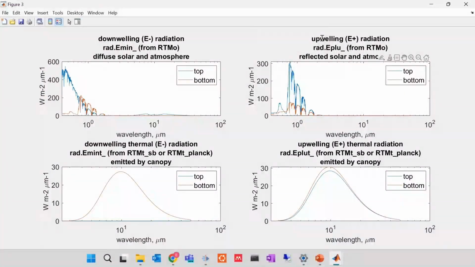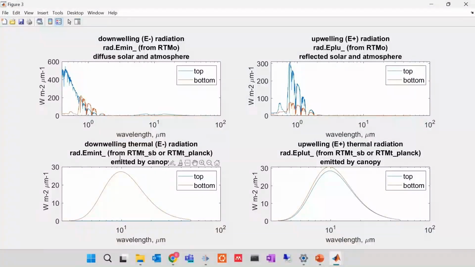If we look at upwelling radiation, for example, if at the bottom we put sensor but downwards facing soil, from the soil we will see that this amount of radiation, red, goes up, and if we put a sensor at the top of the canopy, we will see this amount of diffuse radiation, E plus, rad.E blue underscore. This is also computed in RTMO.